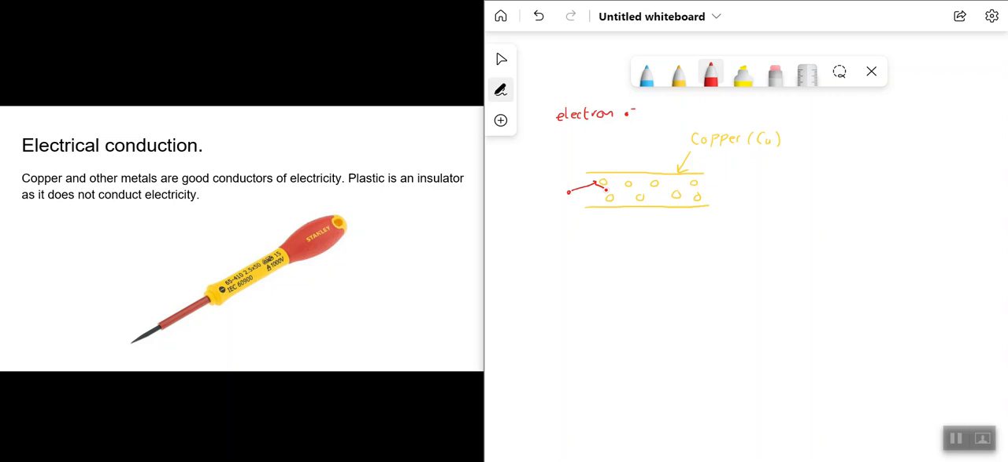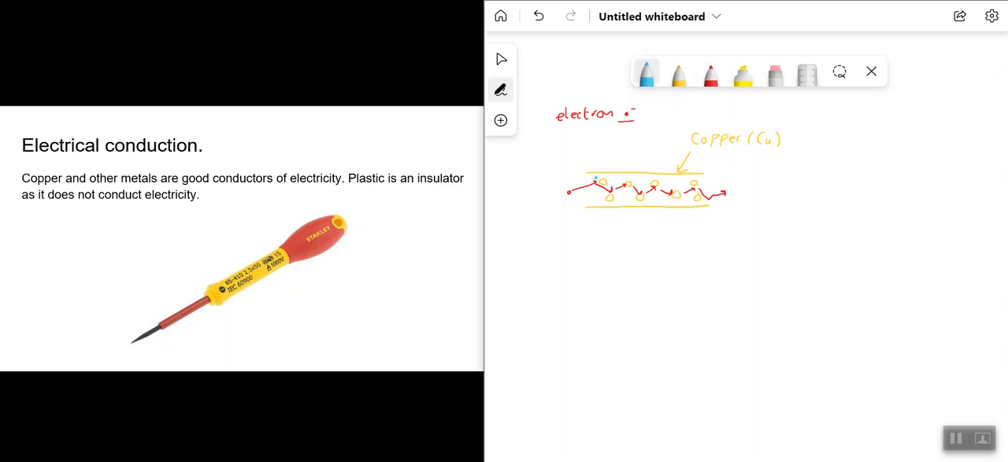Copper allows electrons to pass through it. So the electron will pass through it like this. It'll bounce off each of the copper atoms, and it'll pass out through the copper. Okay, so basically copper then is what's known as a good conductor. So conduction means that it allows the electrons to actually move through it.